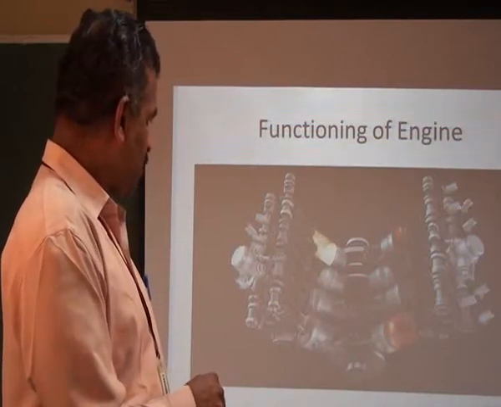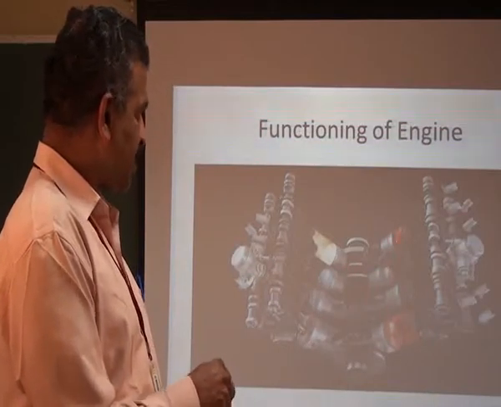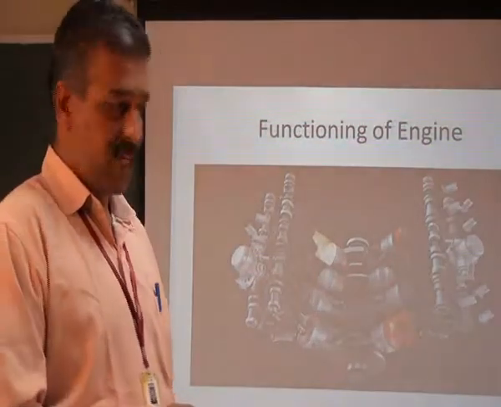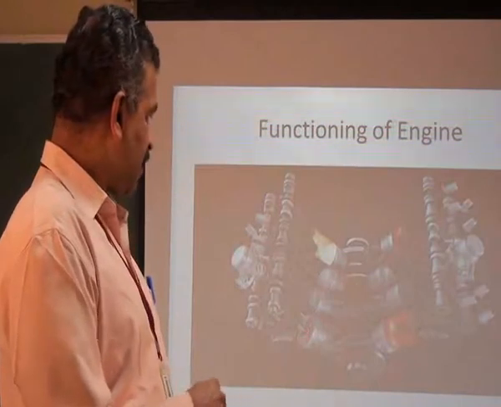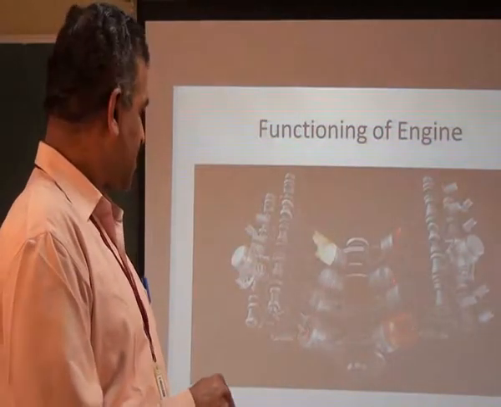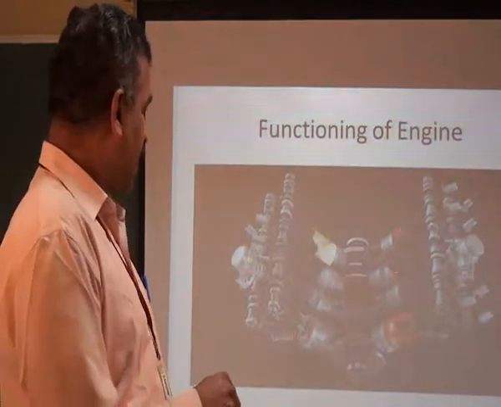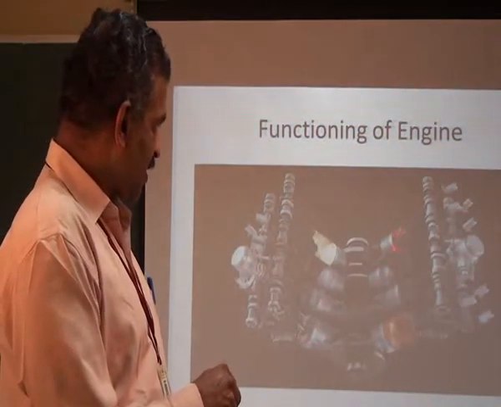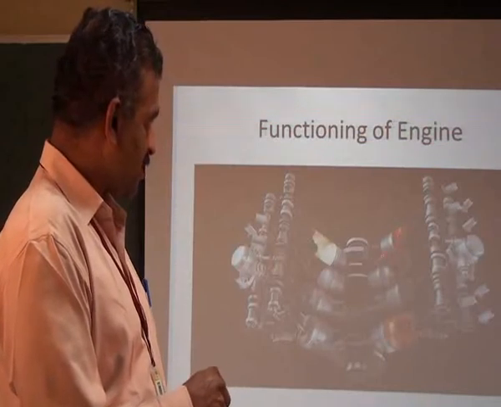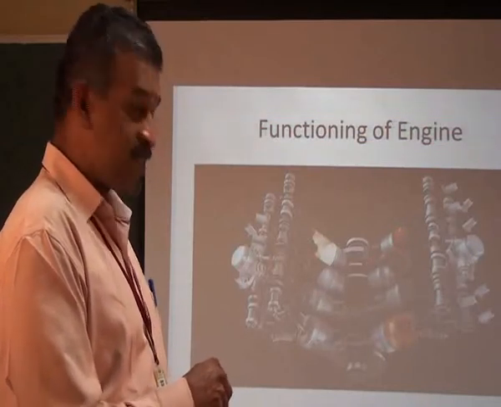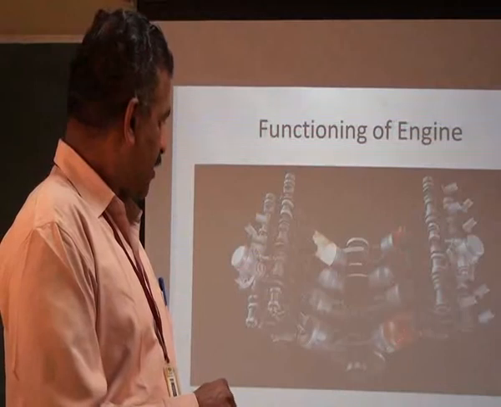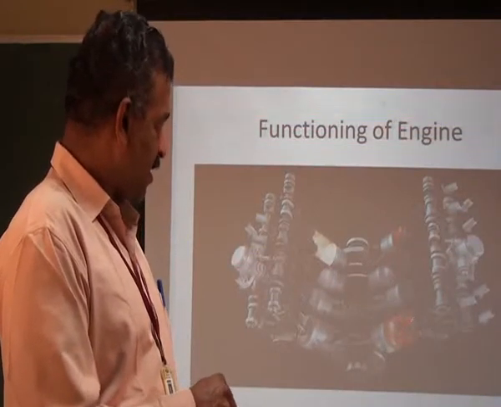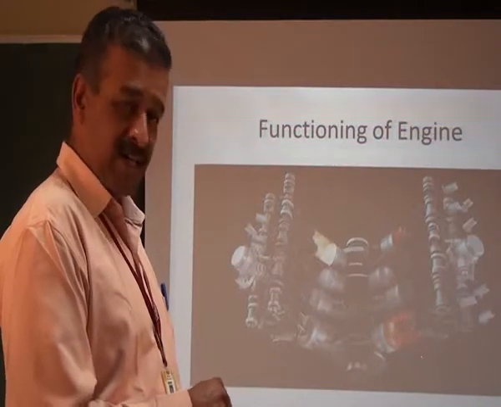Totally we have 1, 2, 3, 4, 5, 6, 7, 8. It is a V8 engine. That is a cylinder, and the pistons are moving inside the cylinder. You can see here, firing is happening at the initial stage. At that time, the piston is at the top dead center. In this particular cylinder, firing had already occurred.